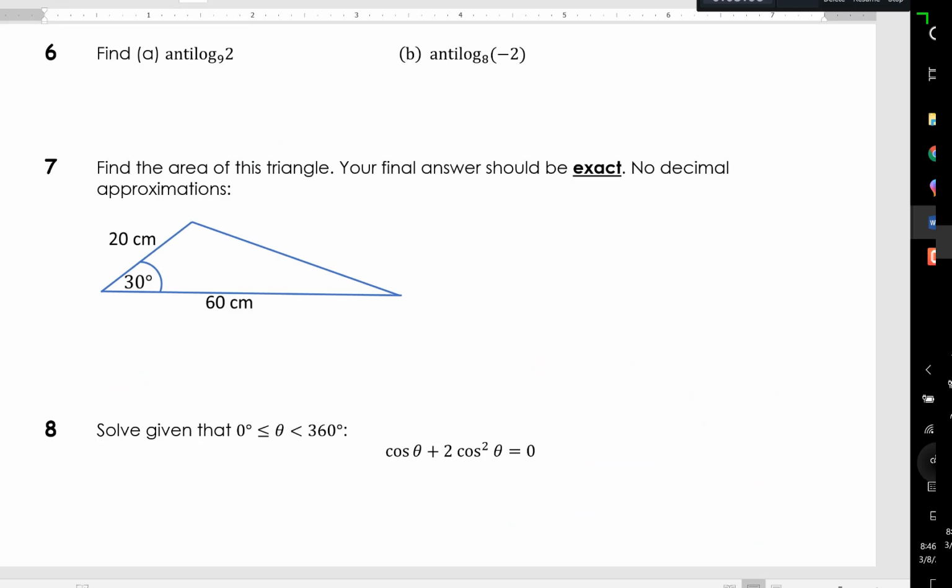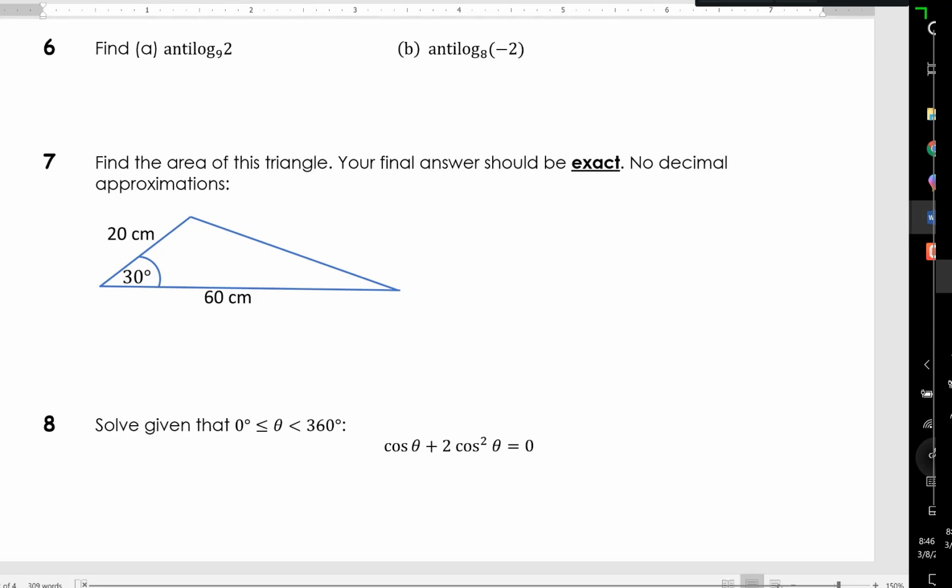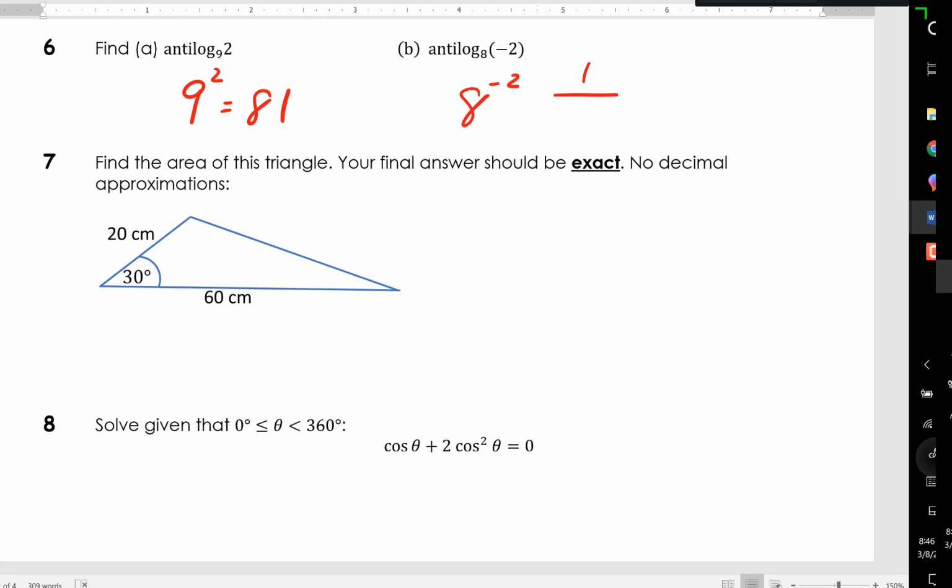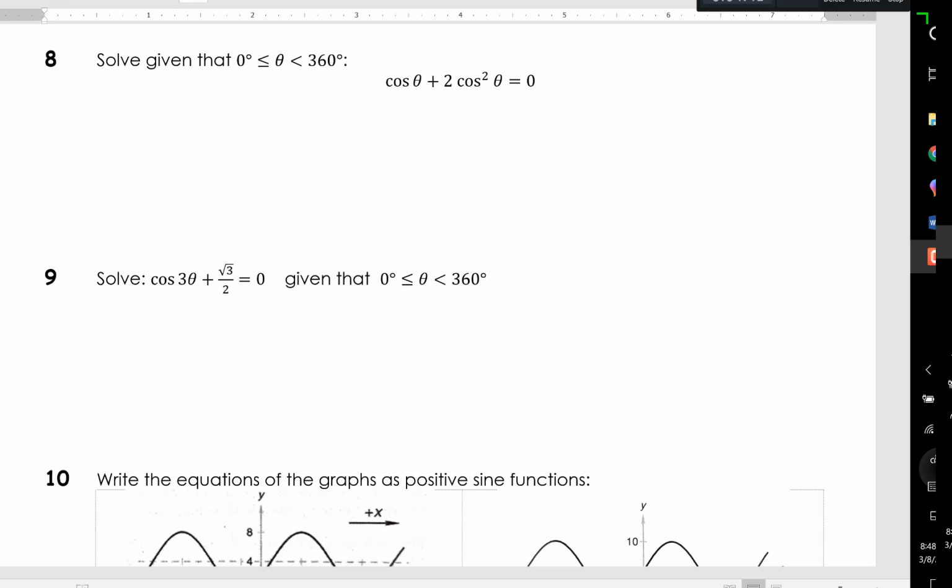Okay, antilogs. All you have to do is raise the base to whatever the argument is. So the base on this first one is 9. You raise it to the second power. That's 81. The base on this one is 8. Raise it to the negative 2 power, which is 1 over 8 to the positive 2, which is 1 over 64. That's all there is to an antilog. Just raise the base to whatever the argument is, and you're done. All right. I think everybody was fine with finding the area of that triangle.